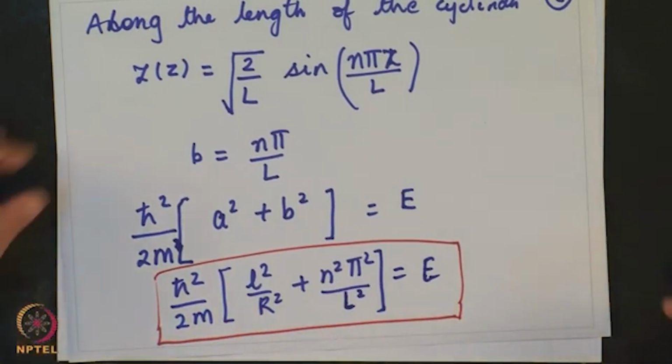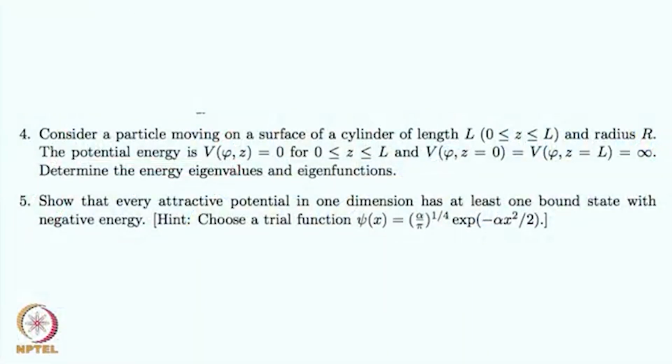And in the fifth problem, what we do is a few steps, I will just illustrate here. The fifth problem is based on the attractive potential in one dimension. So, the question is: show that every attractive potential in a one dimensional box has at least one bound state with negative energy, and you can prove this using a trial wave function.